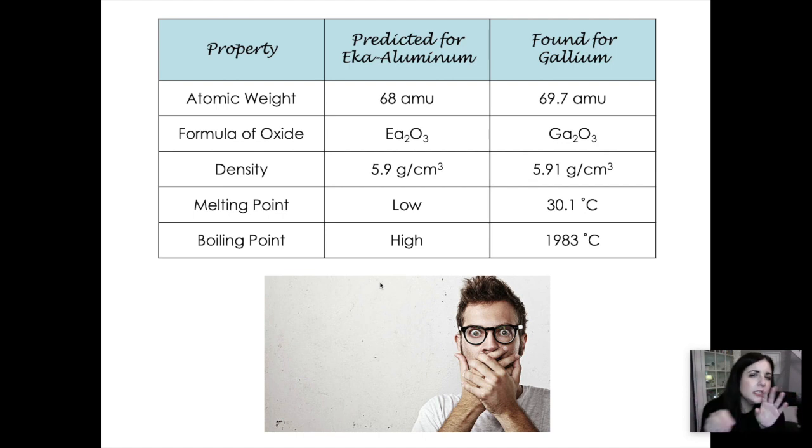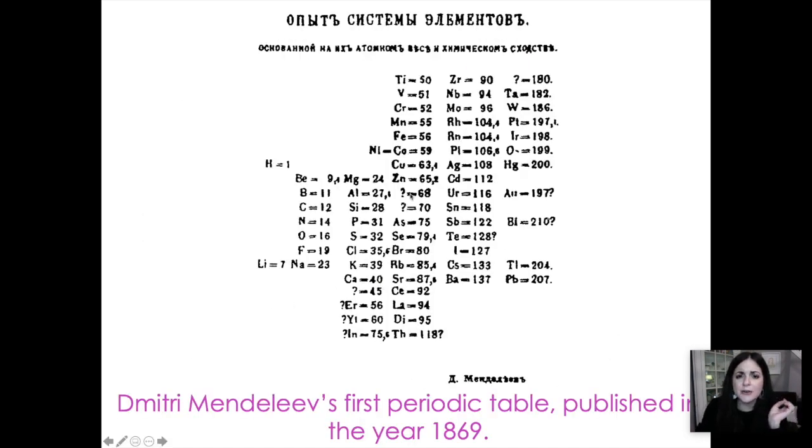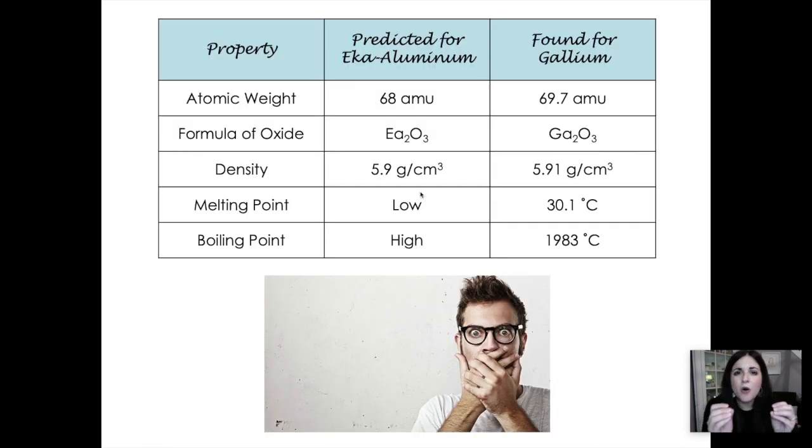He was putting these pieces of the puzzle together and said, well, I know something has to go here based on how I'm organizing this periodic table, but I don't know what it is yet, but something has to go there. So he put a question mark and an approximate atomic mass for that. And he almost dead on predicted the properties of some of these elements.